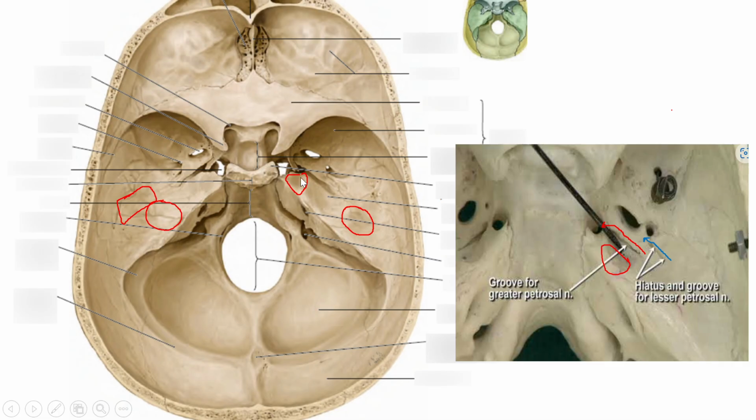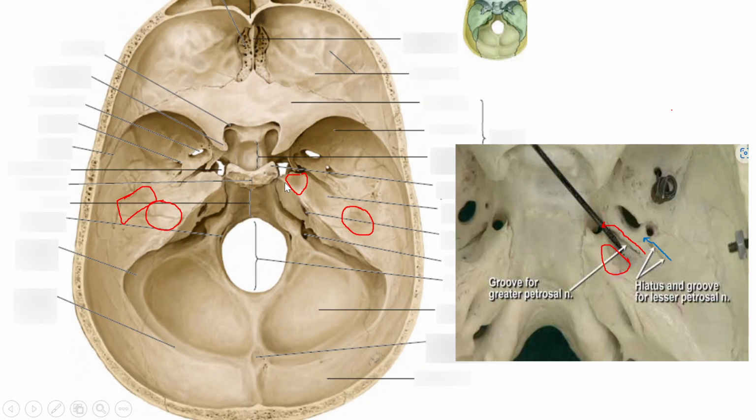Just lateral to this groove for the trigeminal ganglion, you will see there are 2 hiatus. This is the hiatus for the greater petrosal nerve, which is leading towards the foramen lacerum, and more laterally there is a very narrow, slit-like, very shallow hiatus, the hiatus or groove for the lesser petrosal nerve, which is seen moving towards the foramen ovale. So these are 2 important features here.